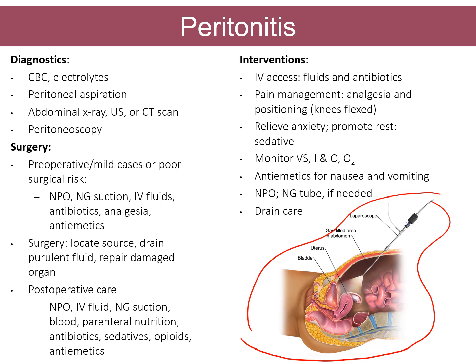Surgery, sometimes if they do not need surgery, they're just going to be NPO with an NG tube, IV fluids, antibiotics, pain meds, and antiemetics. If they do have surgery, it's actually going to be the same thing. So they're going to try to locate the source, what is causing it. So if it is an organ that is ruptured, they need to repair the organ, take out and drain all of that purulent fluid, and then do an abdominal washout.